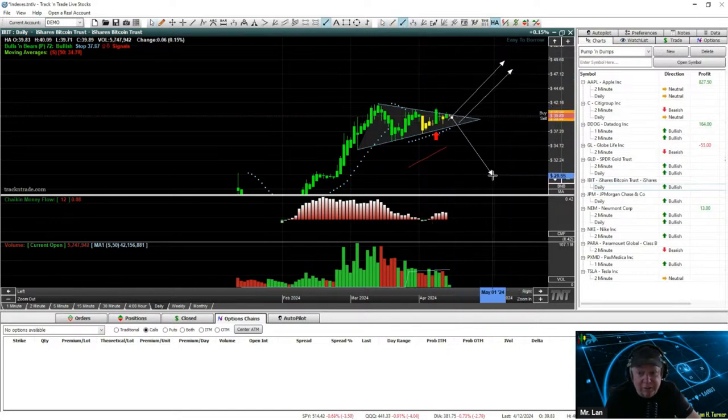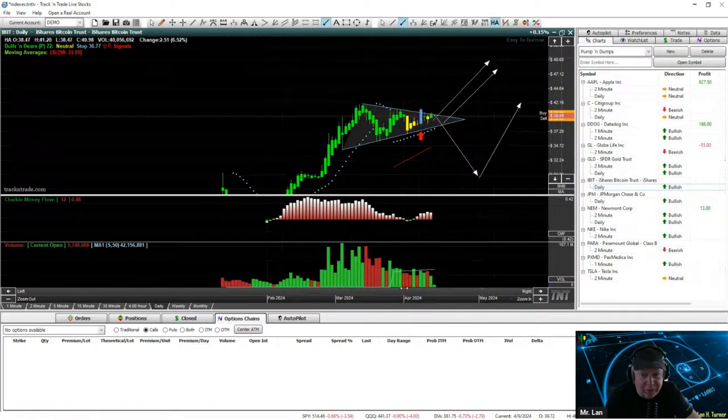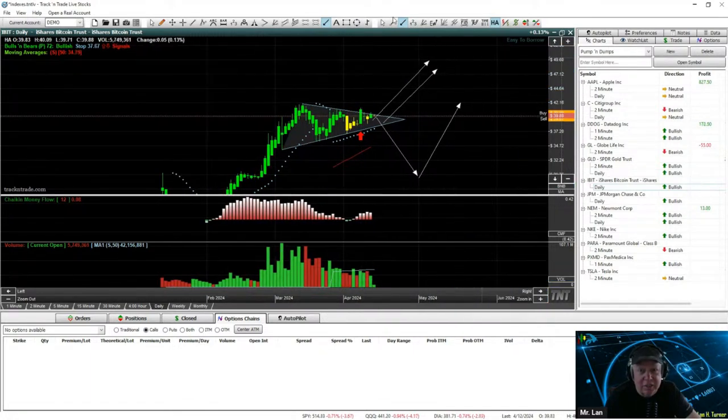Doesn't mean it can't fall first, pop out the bottom, and then go, which is probably what it'll do. I hope it does, actually. Because if it does, I'll buy a whole bunch more down here when it turns and starts to go up. Because I got these magic indicators that tell me when to buy and sell.